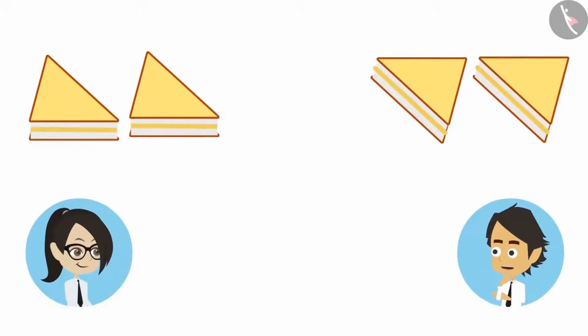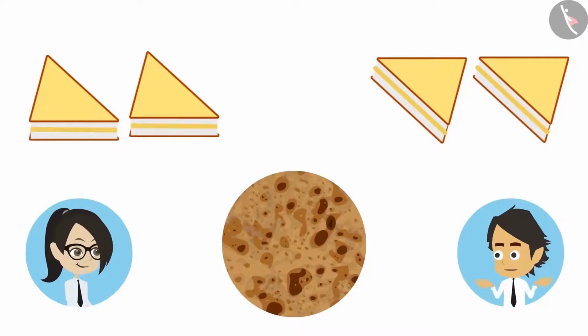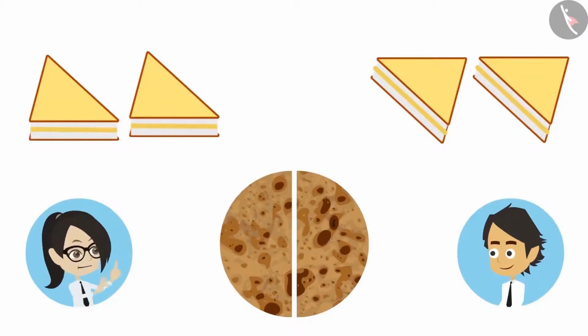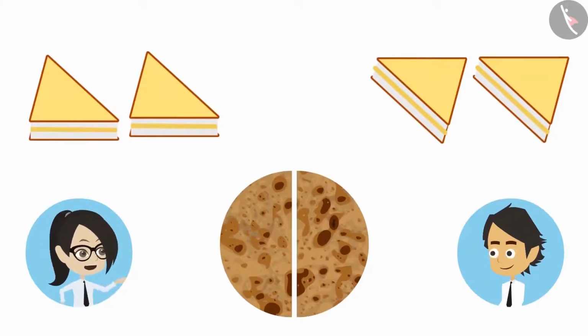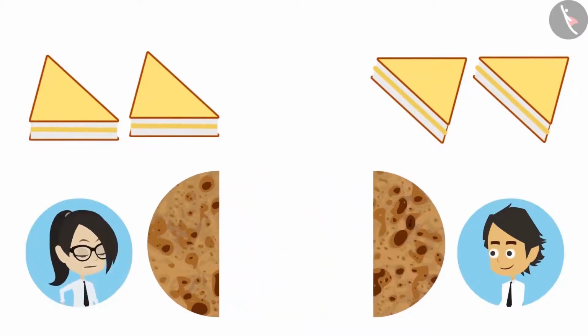But we could count the sandwiches and find the number of halves. But I have only one paratha. How will we divide it into two halves? This is very easy. We will cut it from the middle. Now look, we made two equal halves of one paratha. Now you eat one part and I will eat one part.